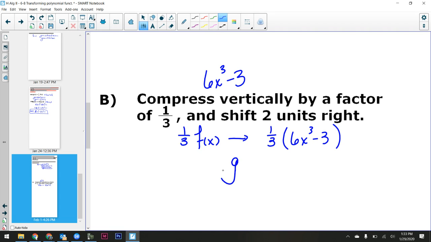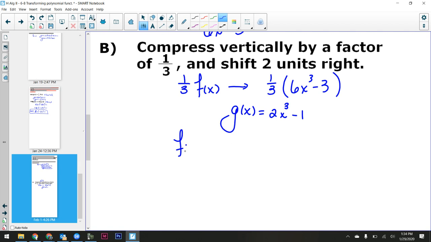So I get halfway there, g of x is 2x cubed minus 1. And now I have to shift it to the right. Okay, 2 to the right is what? Minus 2 inside, right? Minus 2 inside, x minus 2. So what is that telling me? That's telling me, well, I've got to do this: 2 times x minus 2 cubed minus 1.